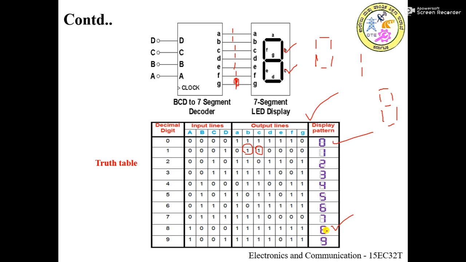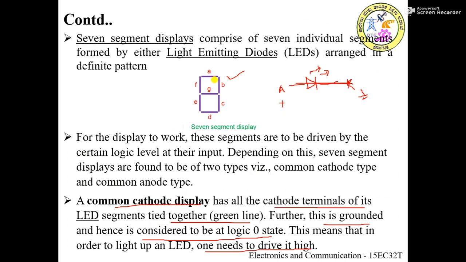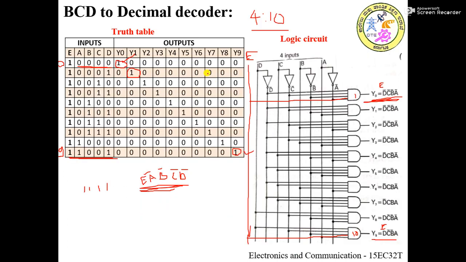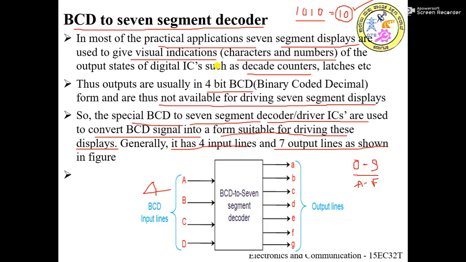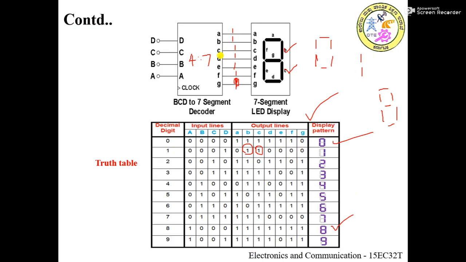ಸೊ ದಿಸ್ ಇಸ್ ದ ಬ್ಯೂಟಿ ಆಫ್ ದ 7 segment display, and this is again a special kind of decoder, which is a 4:7 decoder. So in your examination you may expect a 10 marks question either on BCD to decimal decoder or BCD to 7 segment decoder. Okay.